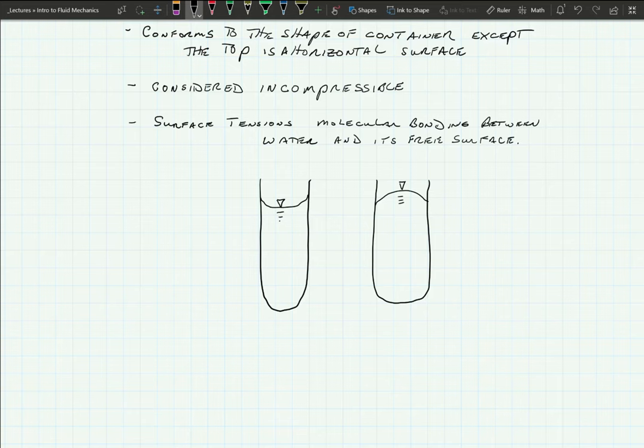Now, water will always form the one on my right, your left. Okay, so this will always be water. This one will always be mercury. Why?